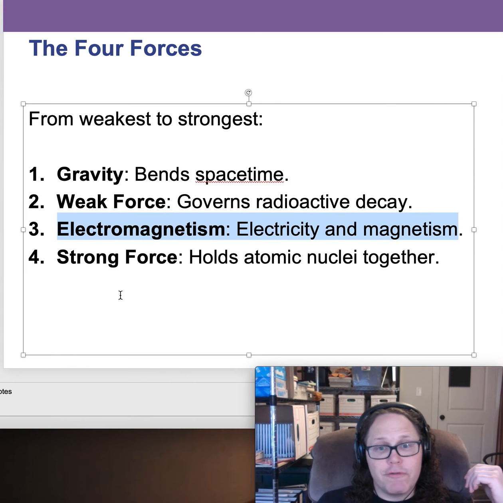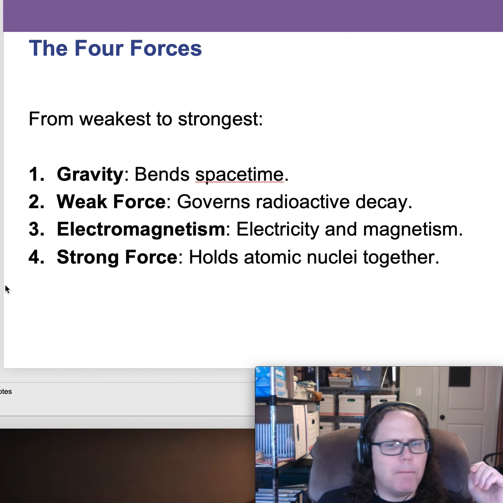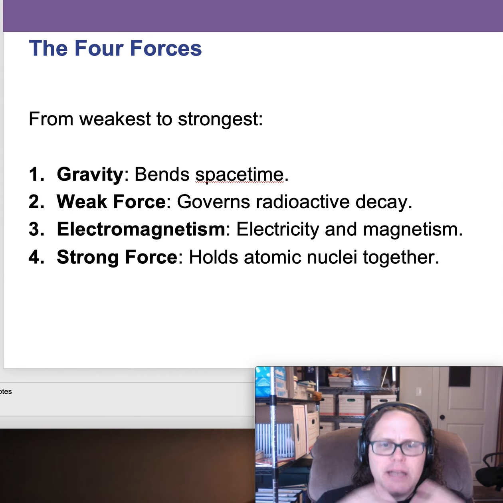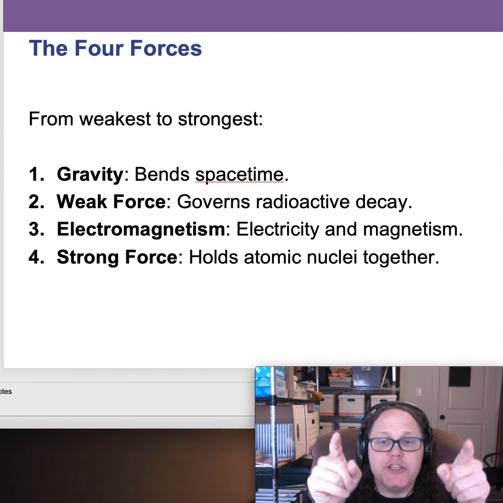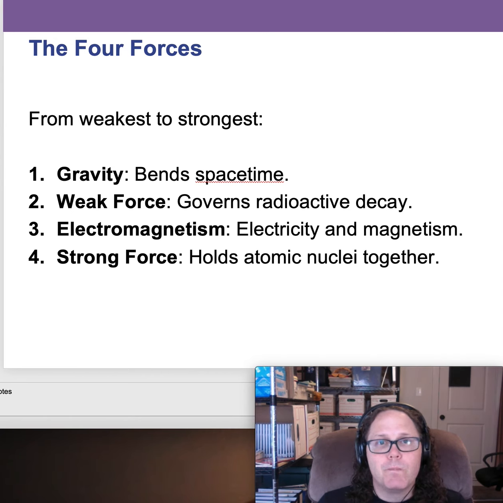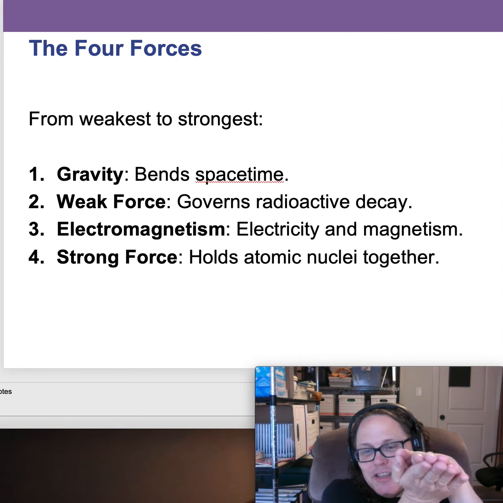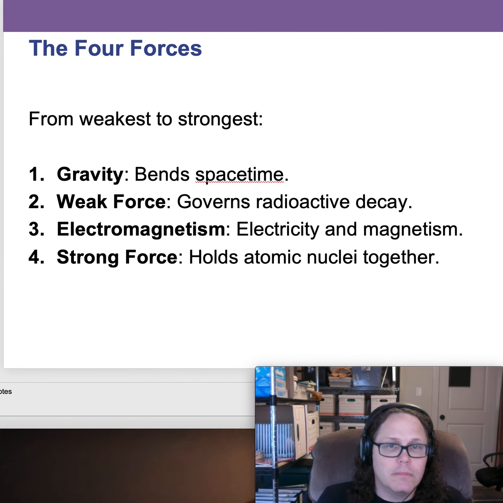Electromagnetism, very important for your life. It is exactly what it sounds like, electricity and magnetism, but it also governs you. Electromagnetism is what prevents you from falling through the chair. There are electrons in your feet or in your butt, and there are also electrons in the floor or in the chair. The electrons in your feet are repelling the electrons in the floor, preventing you from falling through. That's the only thing preventing you from falling through. Electron repulsion, the electromagnetic force.